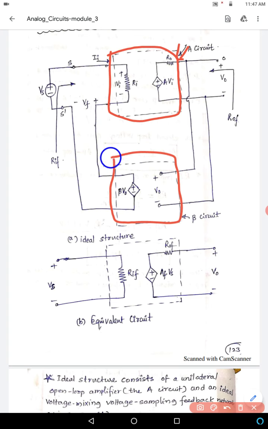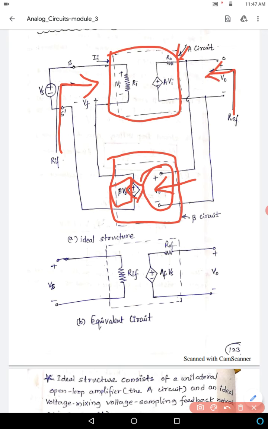Similarly, for this feedback path, here this input will be provided as beta v naught, where beta is the feedback factor, and this will be your output resistance. Here they will consider a very high impedance, that's why it is an open circuit path. That is a major difference from the previous example, that is your block diagram explanation and the ideal structure explanation. Okay, and here the total input resistance RIF, that is the input resistance with feedback, and the output resistance with feedback. Here these two parameters you have to find out. This is all about the ideal structure.